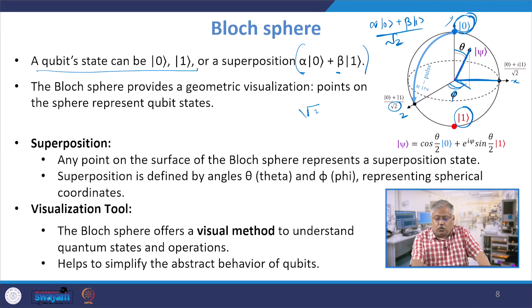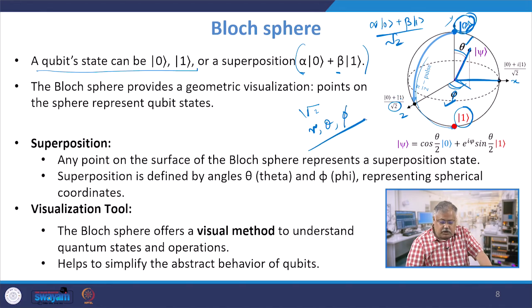Now if you want to rotate, so you want to do a transformation from say 0 to 1, we can do a transformation by applying an X gate. The X gate generally is applied. So, 0 to 1. Any point on the surface of the Bloch sphere will represent a superposition state, and superposition is defined by two angles, theta and phi, as I discussed with you, and these are the spherical coordinate system. So, we have here theta and phi.